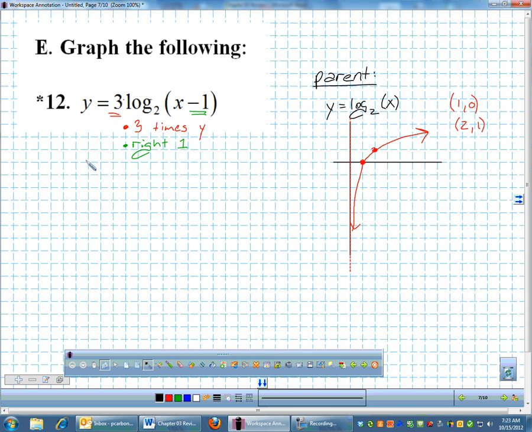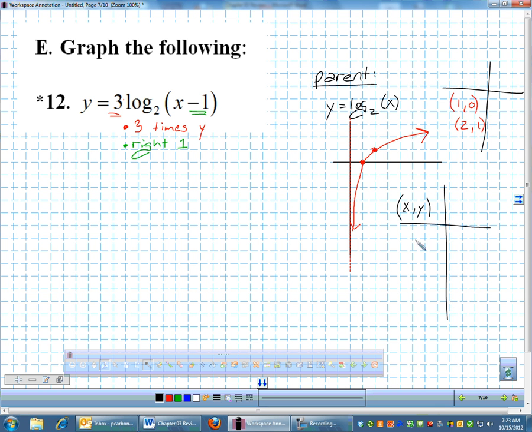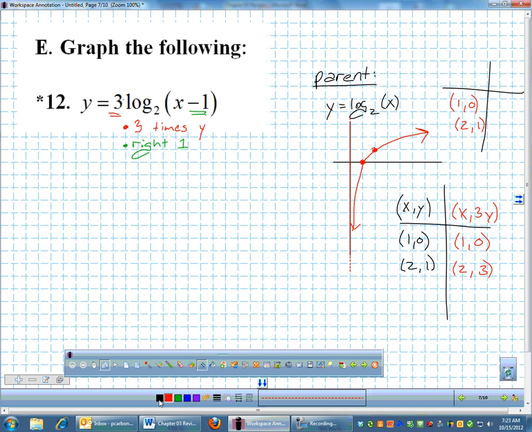And I start with my parent function, which had the ordered pairs. I don't like where that is. I had the ordered pairs for my parent function. I had 1, 0, and 2, 1. So my x, y's for log base 2 of x were 1, 0, and 2, 1. But then I need to multiply my y coordinates by 3. So my x's are going to stay the same. I'm going to triple my y coordinates. So I have 1, 3 times 0 is still 0, 2, and 1 times 3 is 3. And those are going to be my 2 new points.